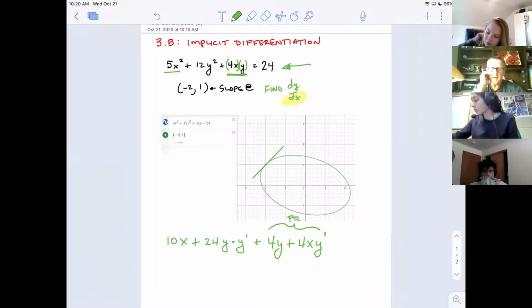As a simple check, anytime you see a y in a problem, there better be a y prime. Meaning, hey, look, there's a y, y prime. Hey, look, there's a y, y prime.